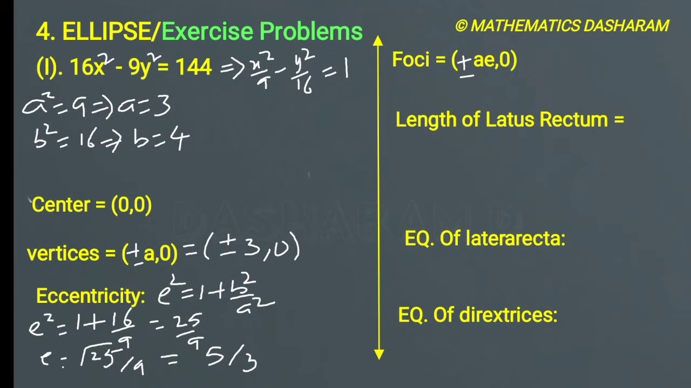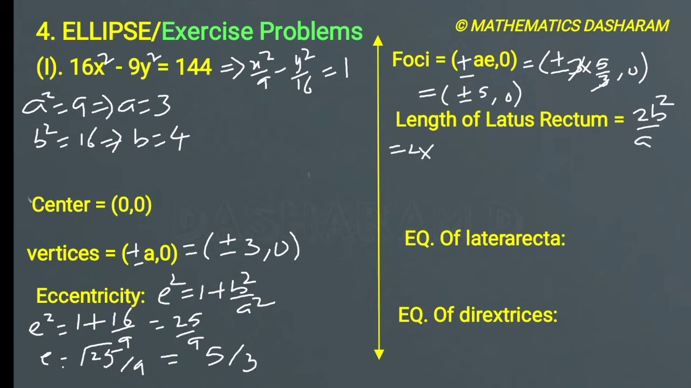So ± the a value 3 and the e value 5/3, comma 0. Here the 3s cancel, then (±5, 0). Next, the length of a latus rectum, that is 2b² divided by a. So it equals 2 times the b² value 16 by the a value 3. 16 2s are 32, divided by 3.